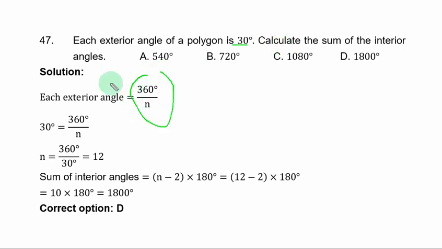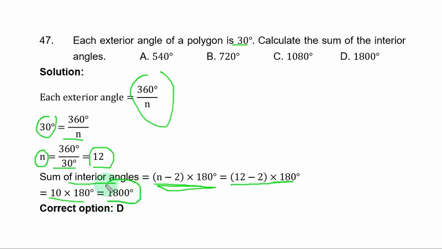Now the given exterior angle is 30 degrees, equal to the right hand side. If you make n the subject, you have this result. When you divide, you have 12. Therefore, the sum of the interior angles is obtained using this formula. n is 12. You replace n with 12 in this formula. If you subtract and multiply, you have 10 times 180 degrees, and that is 1,800 degrees. D is the correct option.